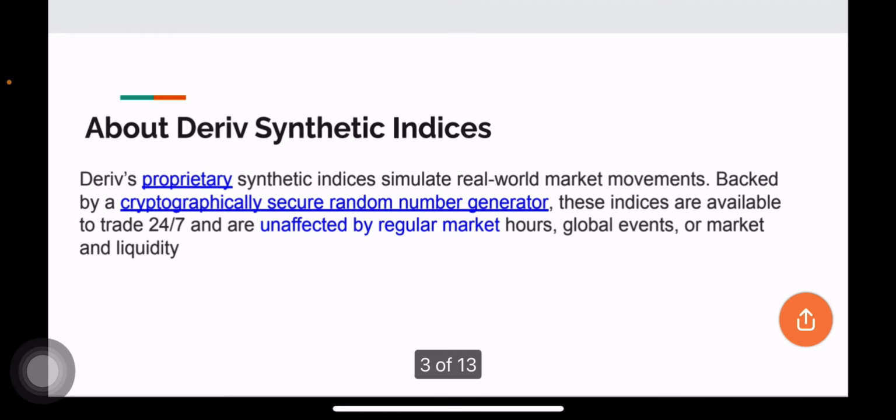Now, in this course, we are going to be deciphering synthetic indices, and specifically the boom and crash synthetic indices.